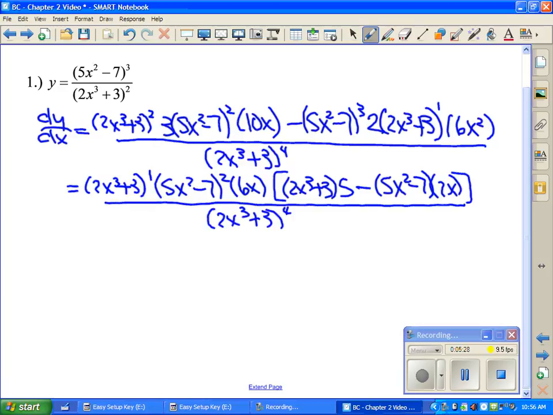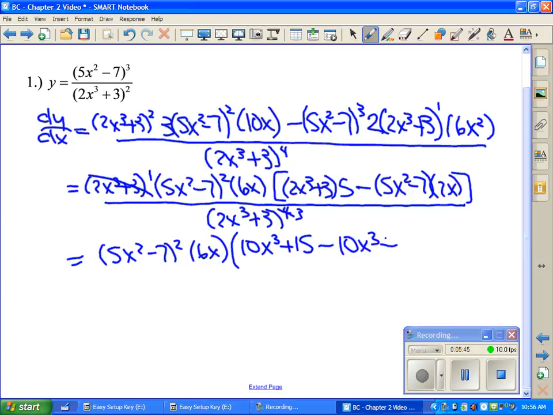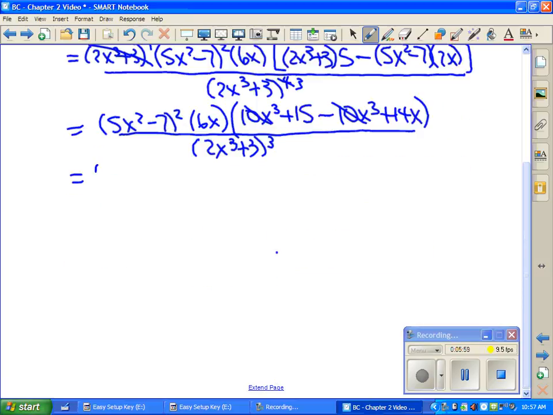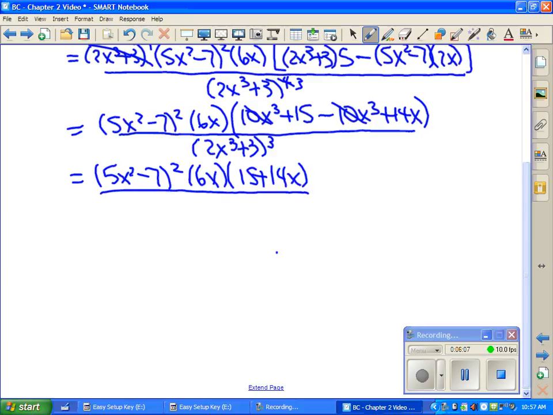So now notice one of the 2x cubes factor out. So my final answer is going to be 5x squared minus 7 squared, 6x, and then if I multiply this out, I'll have 10x cubed plus 15 minus 10x cubed plus 14x. So it looks like the 10x cubes will cancel out eventually. And 2x cubed plus 3 cubed. So the final answer in simplified form would be 5x squared minus 7 squared, 6x, 15 plus 14x, all over 2x cubed plus 3 cubed.